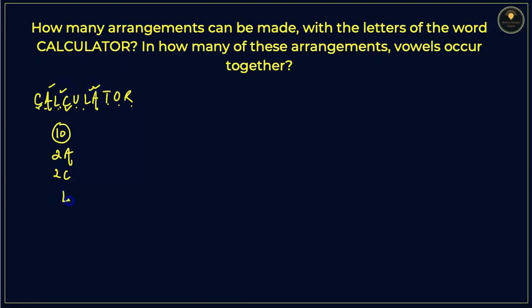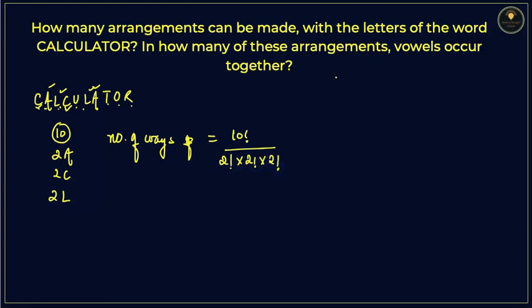If I want to find the number of ways of arranging CALCULATOR, you will write it as equal to 10 factorial. 2 A's, 2 C's and 2 L's are repeating, so we will write it as divided by 2 factorial multiplied by 2 factorial multiplied by 2 factorial.